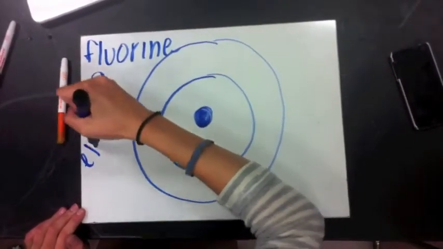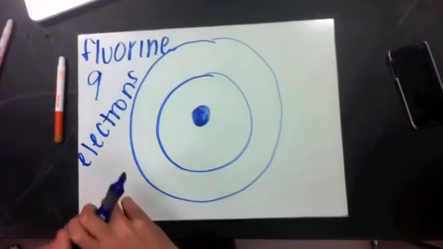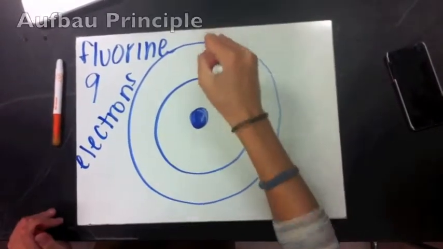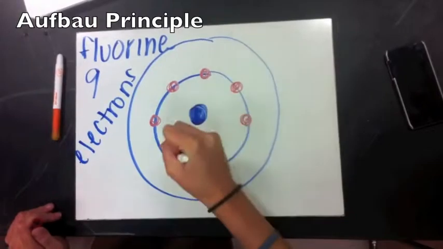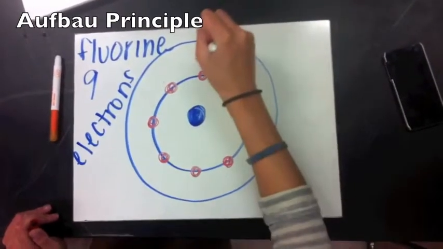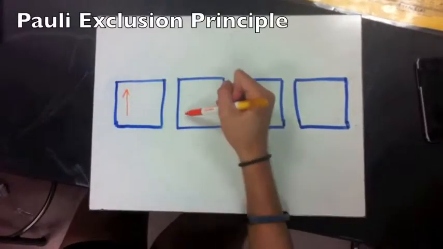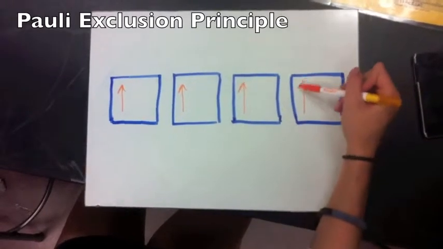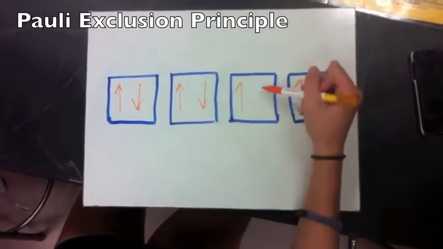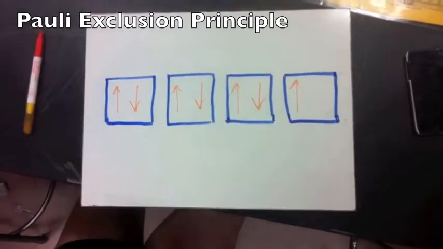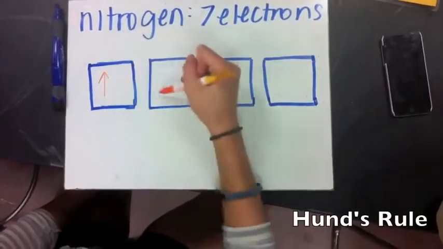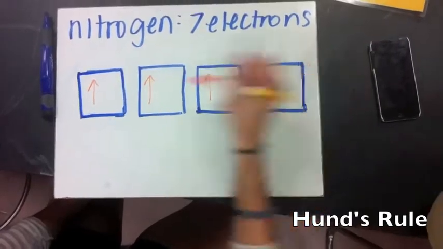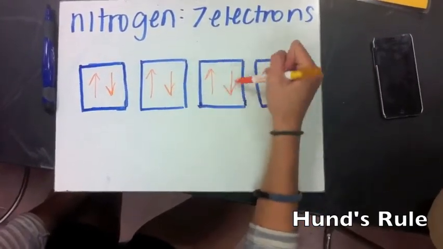There are three specific rules to follow when doing electron configuration. The first one is the Aufbau principle. This states that electrons occupy orbitals of lowest energy first. The second one is the Pauli exclusion principle, which says that an atomic orbital can only hold two electrons, and the electrons don't like to share orbitals unless they have to. The last one is Hund's rule, which states that electrons within orbitals spin in opposite directions.